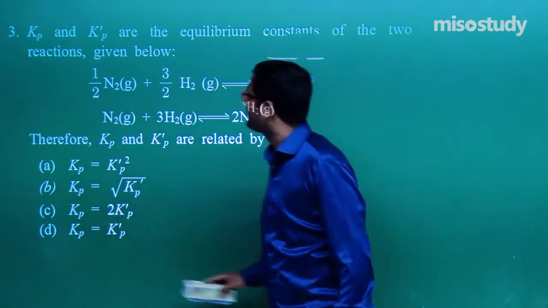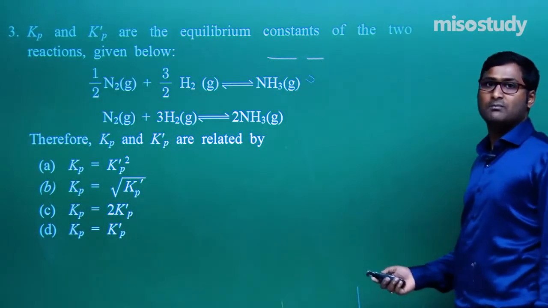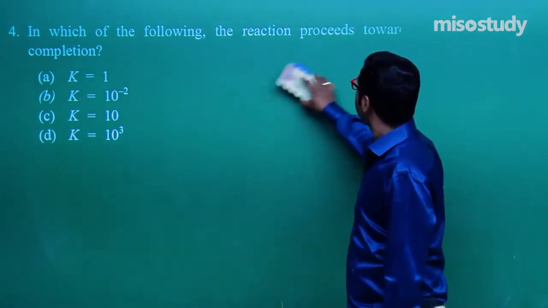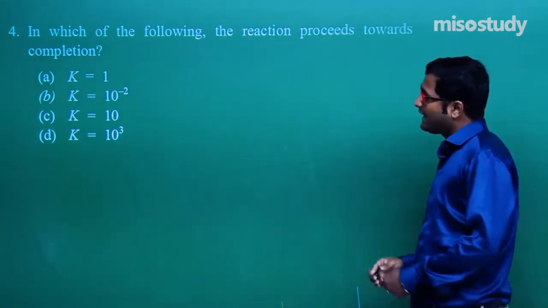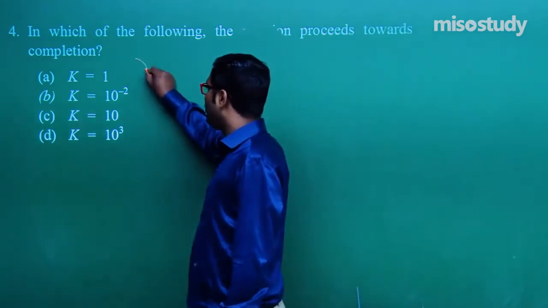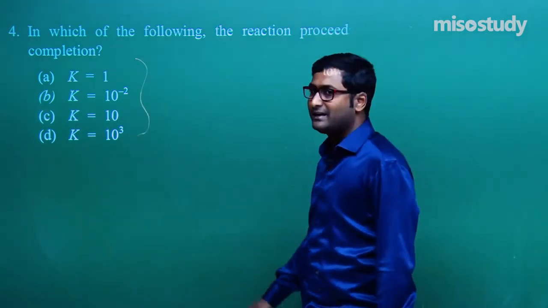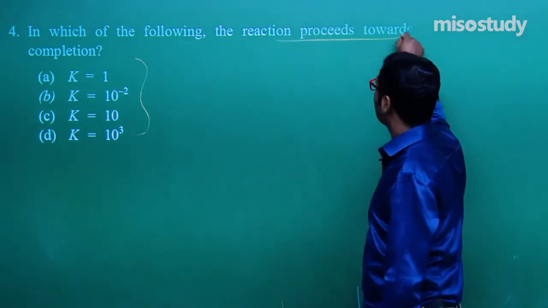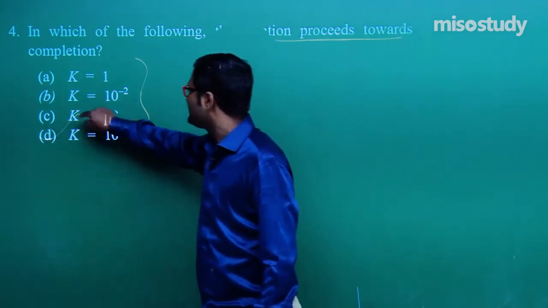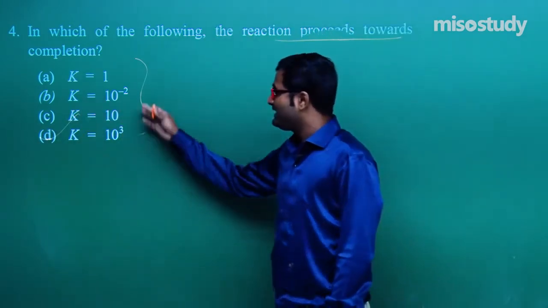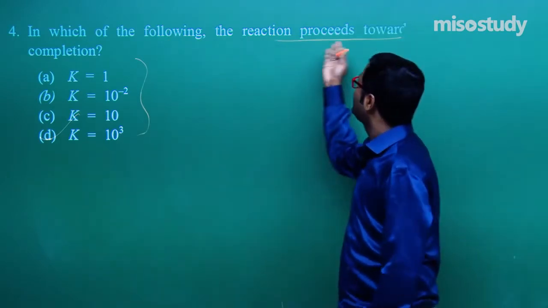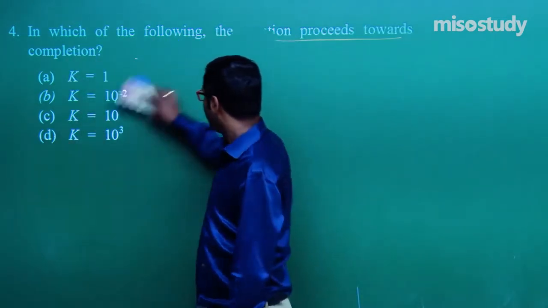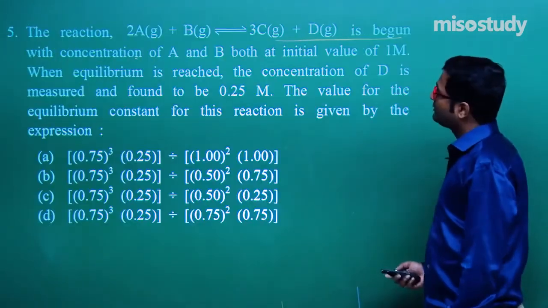Now let's move to question number 4. In which of the following reactions does the reaction proceed towards completion? As we know, the higher the value of K, the more it favors the completion of the reaction. This is a completely theoretical question. K equal to 10 to the power 3 means the reaction proceeds towards completion. Now I am going to rub this part and we'll discuss the next one. Check it out.